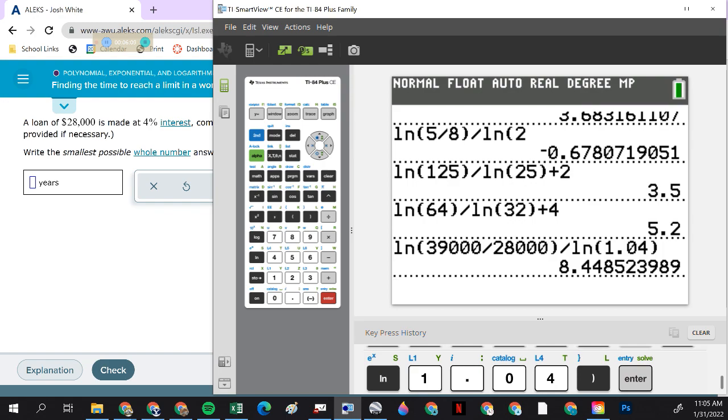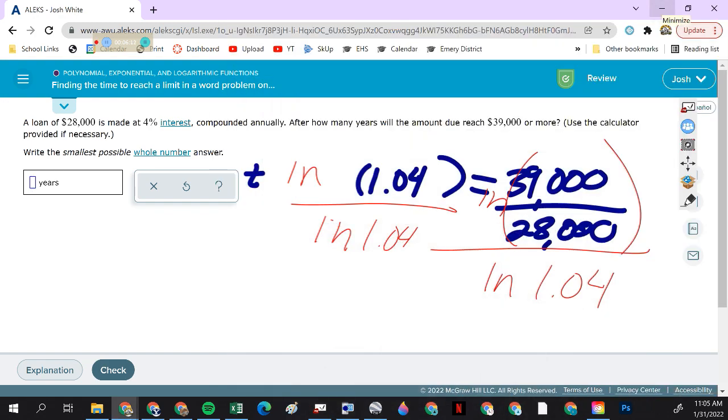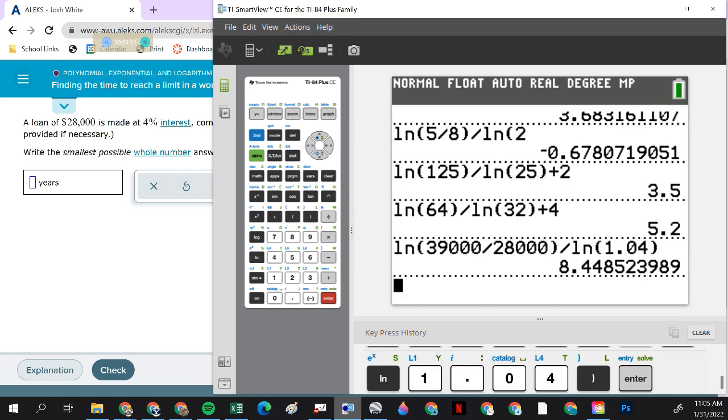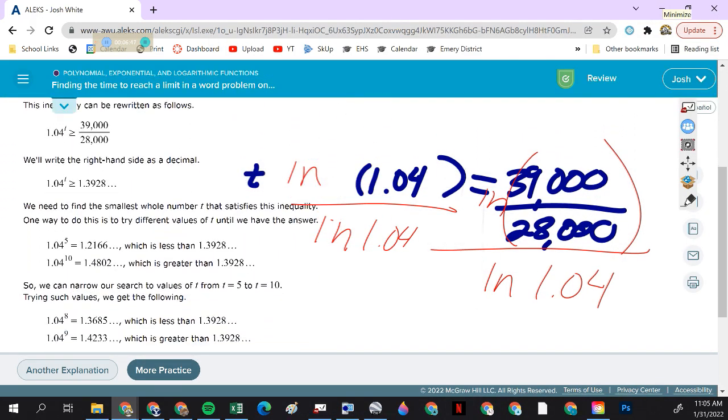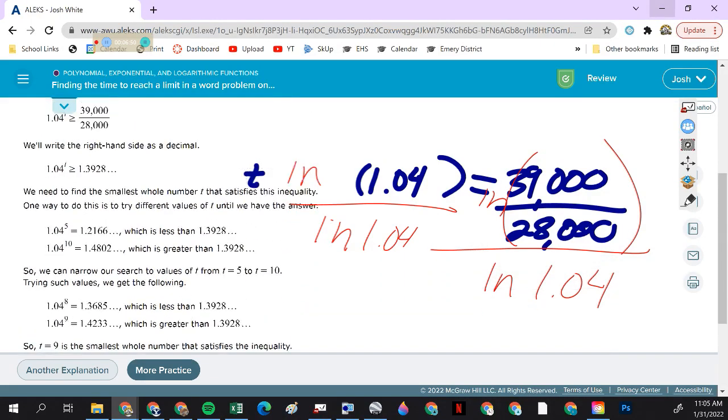Oh, so this question is a little strange. It says, after how many years will the amount reach 39,000 or more? And it wants us to round it to the smallest whole number. So after 8 years, will we have $39,000? We won't quite be there yet, right? It takes 8.5 years. So I think they want this answer to be 9, because 9 is the first number that reaches 39,000. So I think you're rounding up. Should we double check? That's my guess. Sometimes Alex does some weird things. 9. Yep.